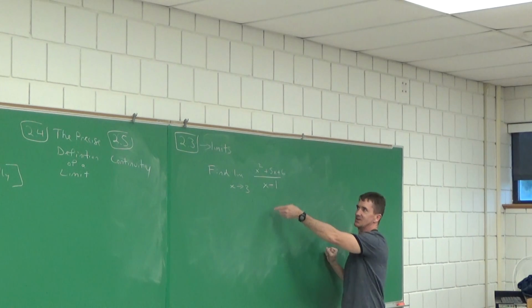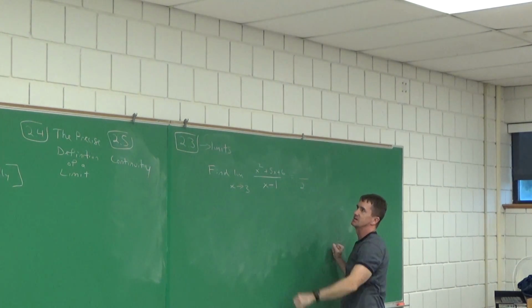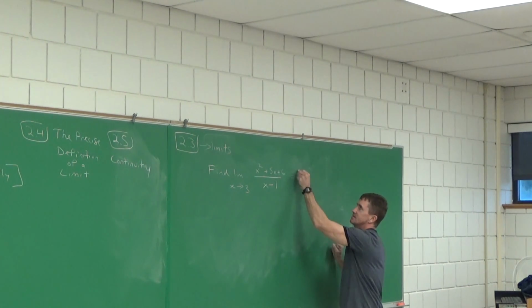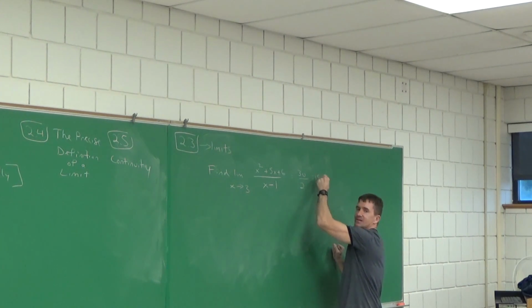I mean, you're not going to get 0 over 0, are you? What's the denominator? 2. And the top is some weird number. What is it? 30. Can we reduce that? Yeah. There it is. Done. I'm laughing.